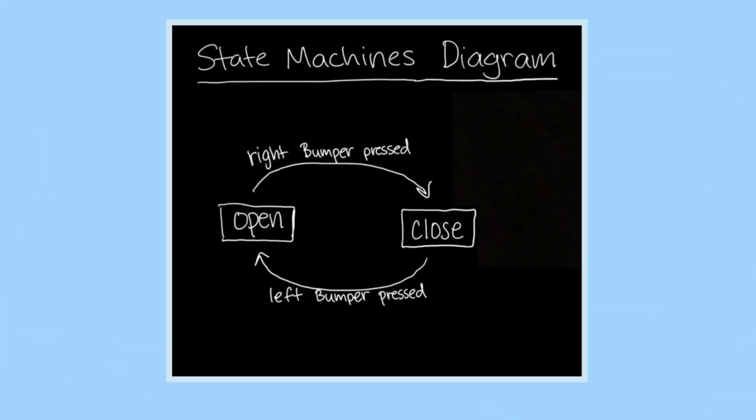Here is a quick diagram of how our first project will work. In this example, when the right bumper of the controller is pressed, then the robot's state transitions. When the right bumper is pressed, the claw will close. And when the left bumper is pressed, the claw will open. This type of logic will be used for all state machines.